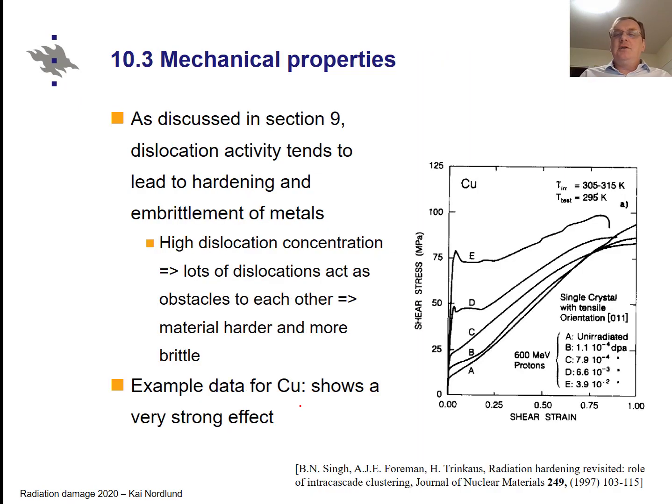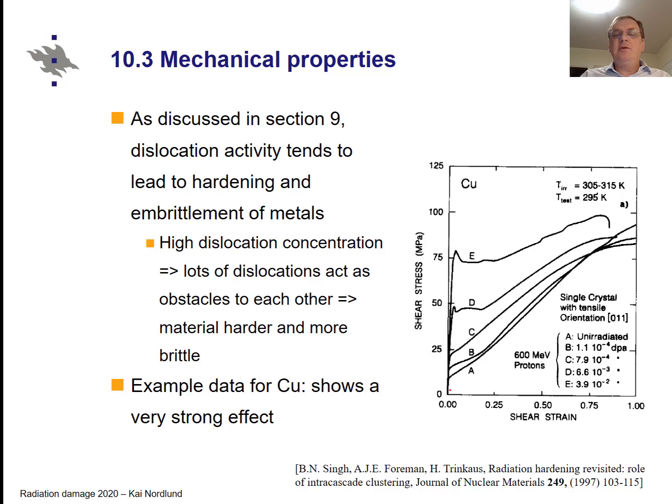Well, then another set of important consequences of radiation are the mechanical properties. And now in this subsection we use mechanical properties in a rather broad sense to discuss a number of changes of the structural materials. And one of them, which has been studied a lot because of its importance in nuclear reactors, is the hardening and embrittlement of metals. And this I have already mentioned several times during the course.